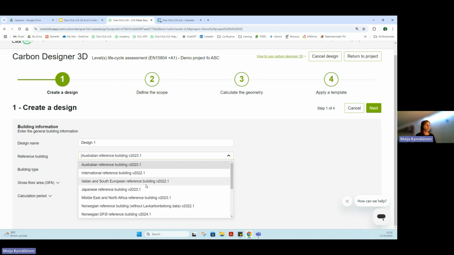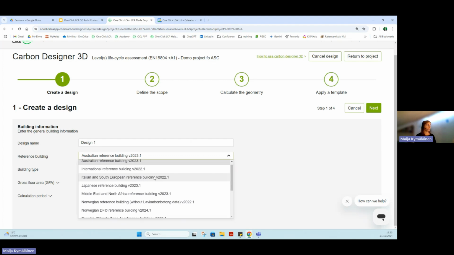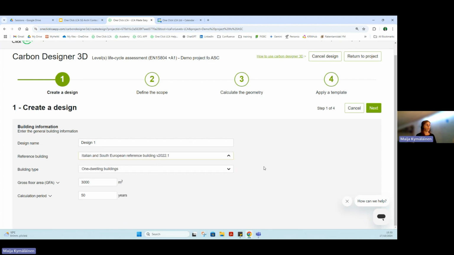So here, the Italian and South European reference building would be the most descriptive of a French building. You can also choose international reference building, but there you might need to make some other assumptions. So I would suggest you take this Italian and South European reference building. This is something that is based on a lot of research, on scientific papers, a lot of discussions with industry leaders, and also construction associations. It's a building basically that describes the typical building in this region. So this is used as a basis behind the model.